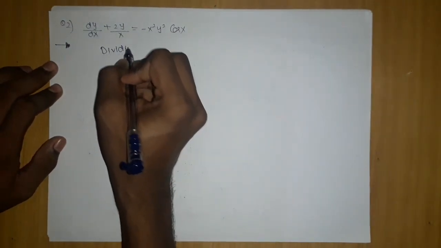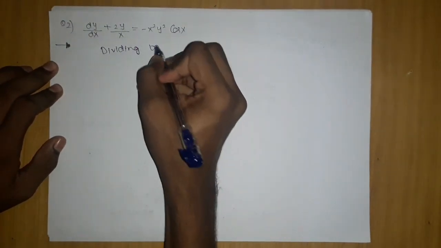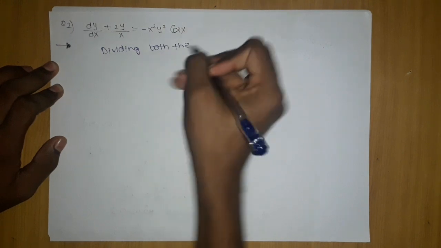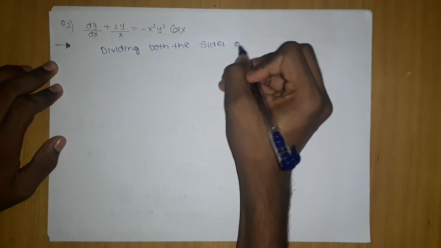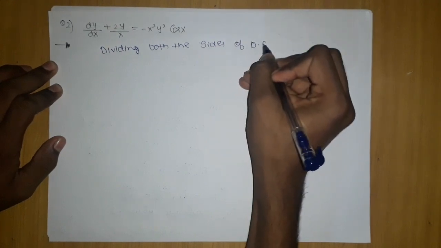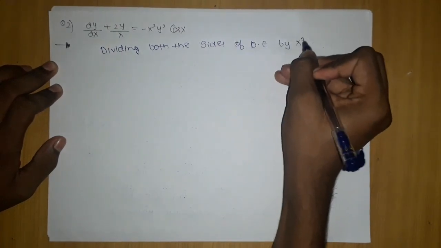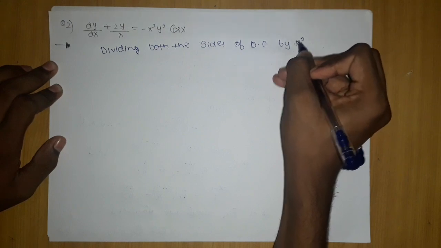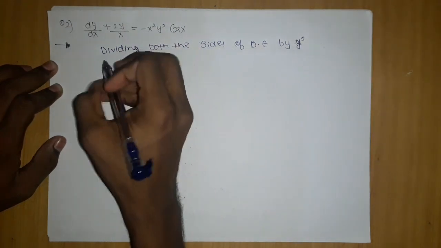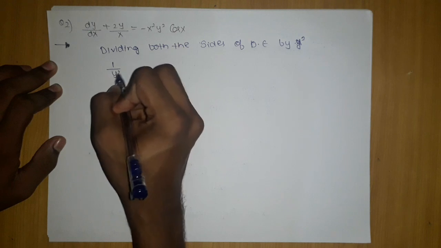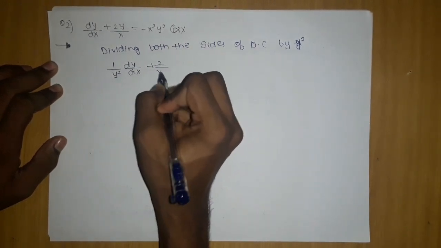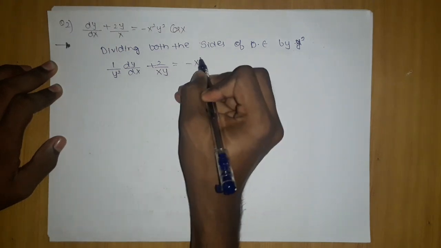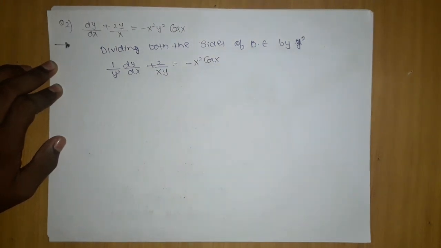Dividing both the sides of the differential equation by x square, by y square. If we do that, what are we going to get? 1 by y square dy by dx plus 2 by x into y equals minus x square cos x, right?